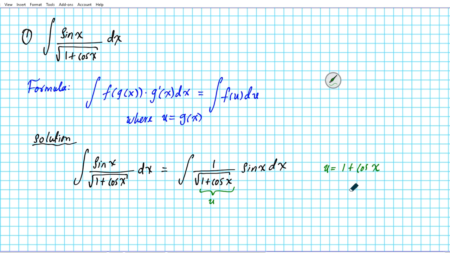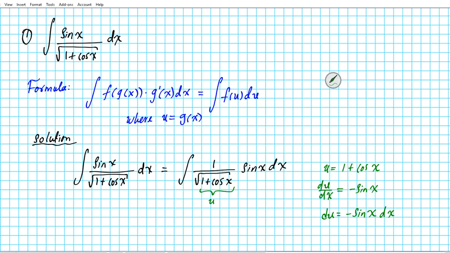We're going to differentiate both sides with respect to x. So du dx is equal to the derivative of 1, which is 0, and the derivative of cosine, which is negative sine x. Now we want all the x's on the right and the u on the left, so multiply both sides by dx. So you have du is equal to negative sine x dx. You don't have to do this intermediate step. You can just jump from u to du equals negative sine x dx. This step is just to show you exactly what's going on.